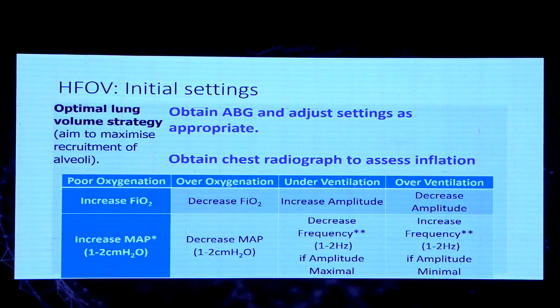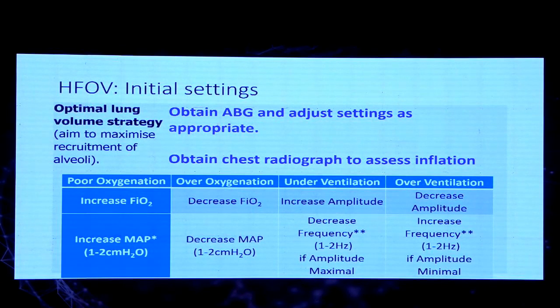Obtain a blood gas and chest radiograph, and then adjust the knobs depending on whether there's poor oxygenation, under-ventilation or over-ventilation. With poor oxygenation, we try to increase the MAP, not the FiO2, and keep the FiO2 below 60%. With poor ventilation, we try to increase the power rather than the frequency, unless your power is maximized, then you may alter the frequency.